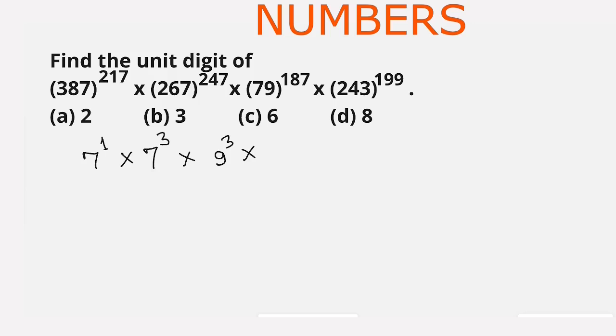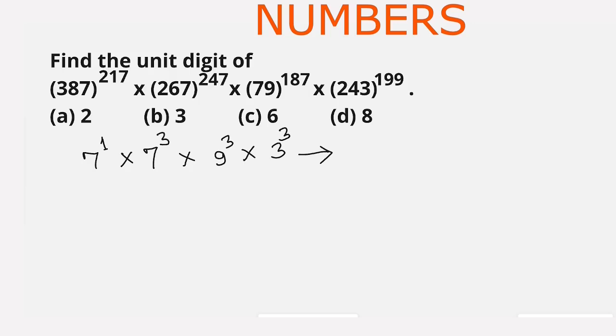And we divide the power by 4. We know that 200 is divisible by 4. So when we divide 199 by 4, we will get the remainder as 3. So this is 3 to the power 3.